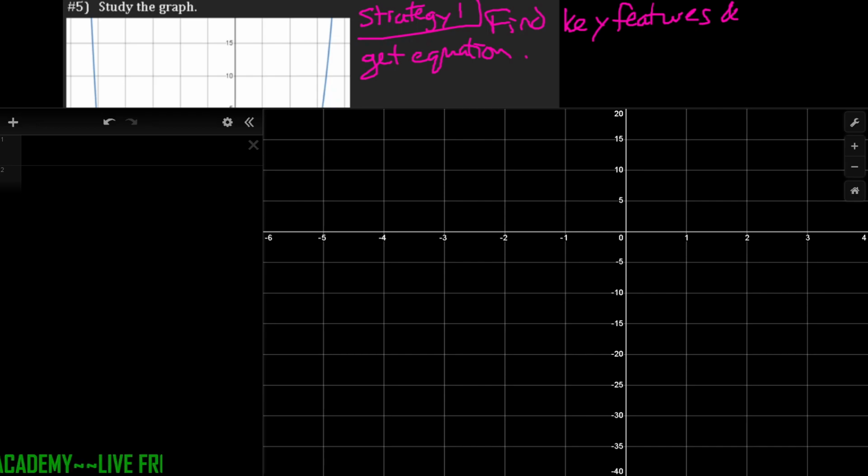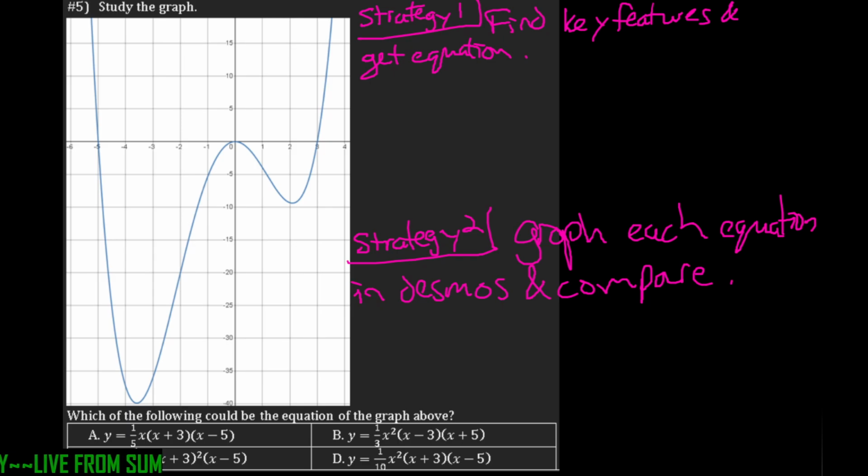All right, so now let's do it like this. I'm going to say, if I have key features, let's find some changing points. So I'm going to say, well, I have traced along my function. I have 1, 2, 3 changing points. Let me write that down. So I have 3 changing points, and that means my degree is equal to 4.